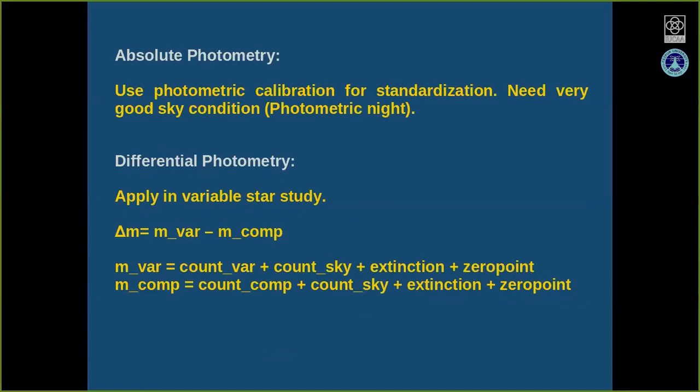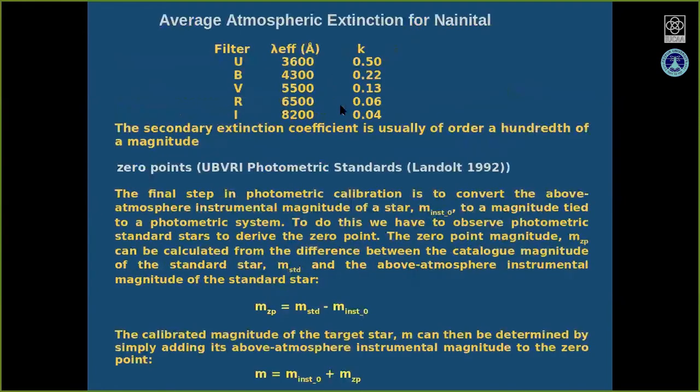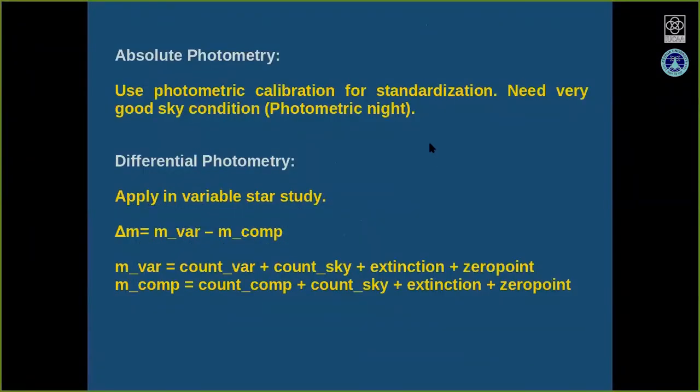Now you see, generally we do two different kinds of photometry. One we call absolute photometry. What is absolute photometry? In absolute photometry, we use the photometric calibration for standardization. Whatever I have mentioned, all these things, do extinction correction as well as zero point correction. If you go for extinction correction and zero point correction for your photometric data, then we call that photometry absolute photometry.